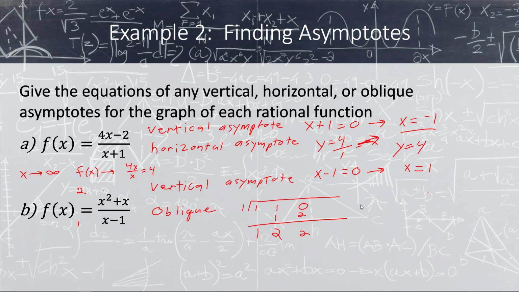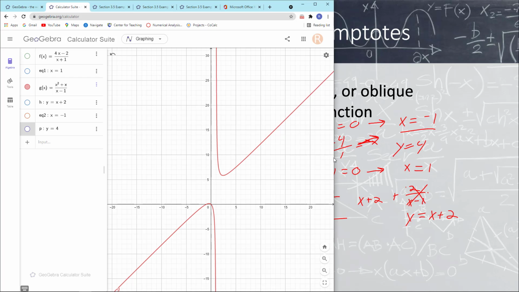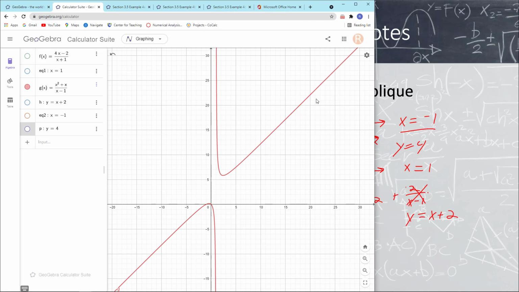Okay, that basically means that we're going to have a quotient of x plus 2, and then a remainder of 2, so this is going to be plus 2 over x minus 1. We don't care about the remainder. We just want to care about the quotient, and this right here is going to be the equation for our oblique asymptote. That is going to be y is equal to x plus 2. Okay, well, let's go ahead and see what that looks like. This right here is our rational function, and notice this funky little shape going on here. Okay, well, once again, here's our vertical asymptote.